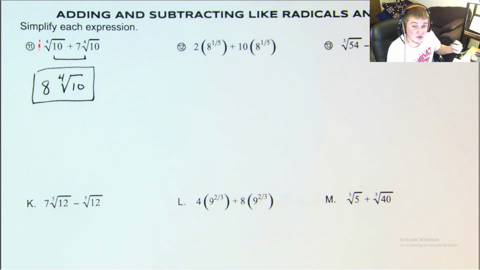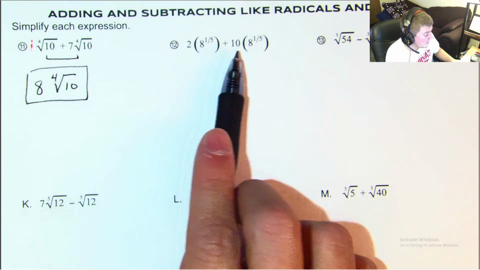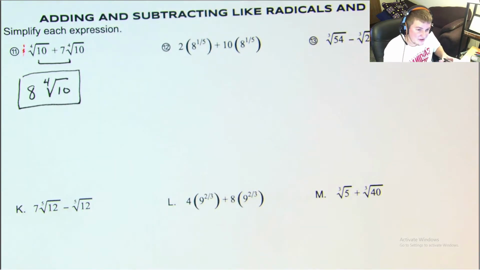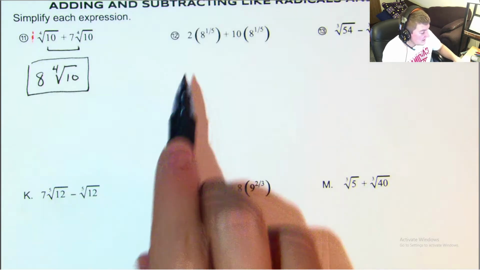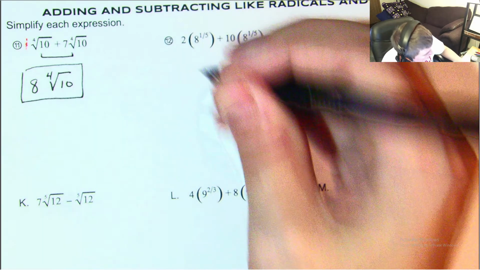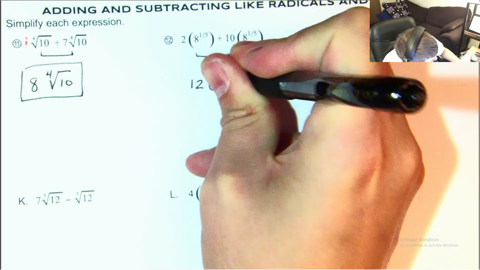Similarly, it works with rational expressions or rational exponents also. So if I have 2 times 8 to the 1/5 power, and I'm adding to it 10 times 8 to the 1/5 power, well, I'm adding those together, and I have the same base and the same exponent. That means they're like terms. I can just combine these together. So I have 2 times 8 to the 1/5 power and 10 more of those exact 8 to the 1/5 power. I just have 12 of them all together. So again, we can just combine these like terms together to get 12, 8 to the 1/5 power.